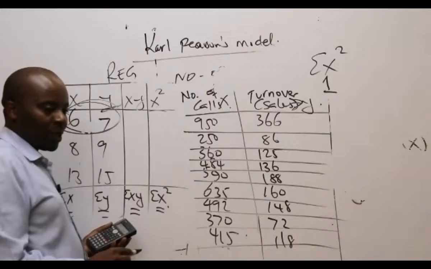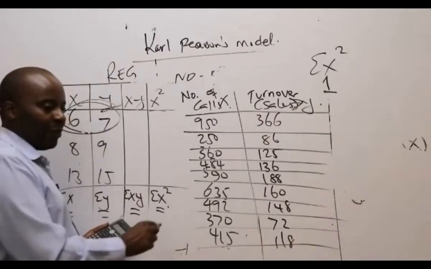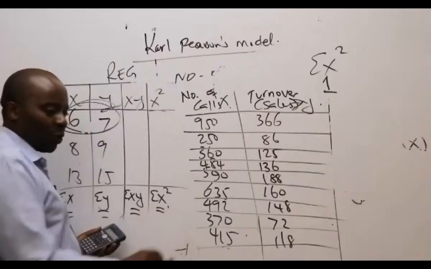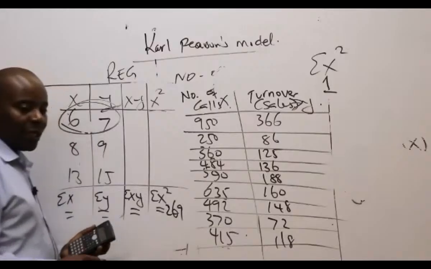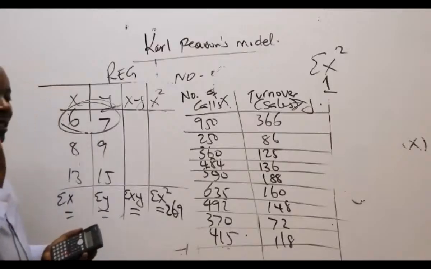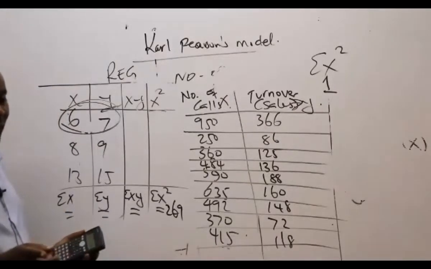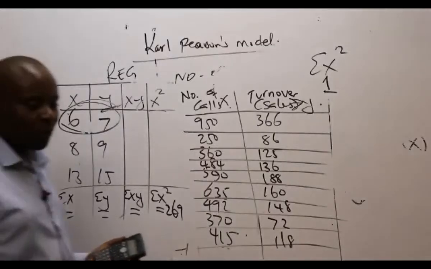Who is able to see that summation of x squared is 200? Mine could be wrong. Please give me summation of x squared. What figure are you able to see? Robert tells me 269. James has been able to confirm.